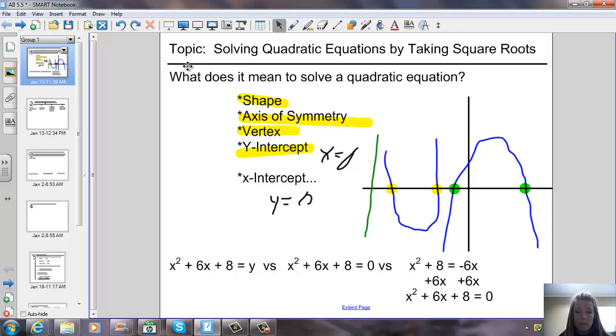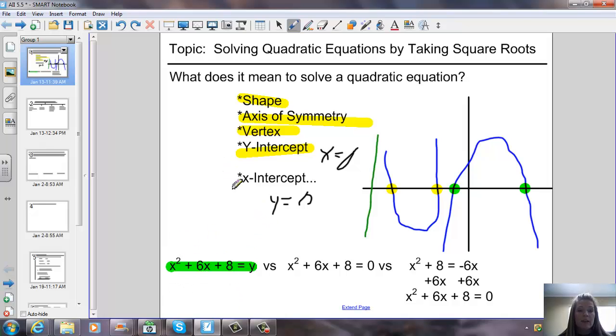So what does it mean to solve a quadratic equation? Well, it means this. Up until now, these are the types of equations we have looked at. If I look at this one here, we've dealt with quadratic equations like this. We've taken an equation like this, and we've been able to determine what its shape is, what its axis of symmetry, its vertex, its y-intercept is. We've also learned how to factor it.